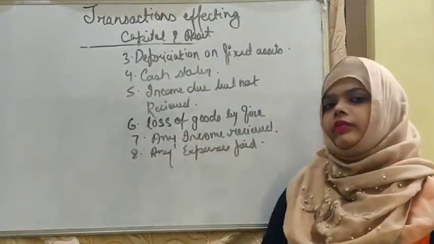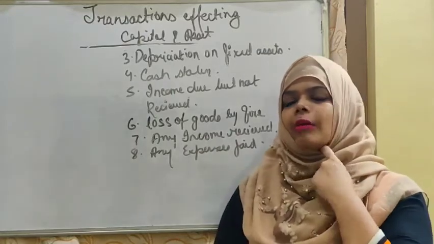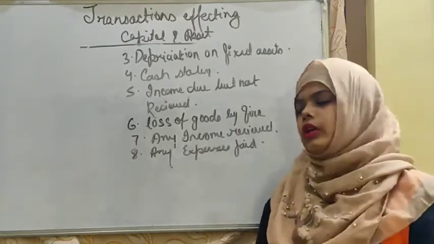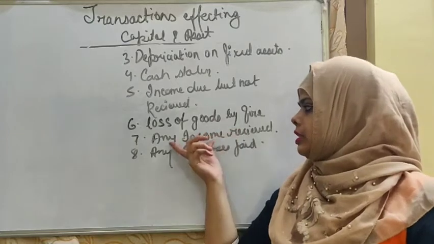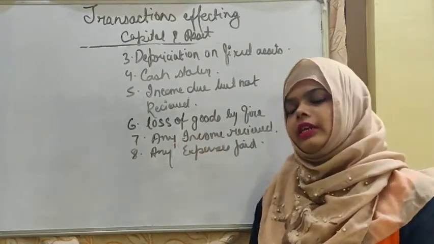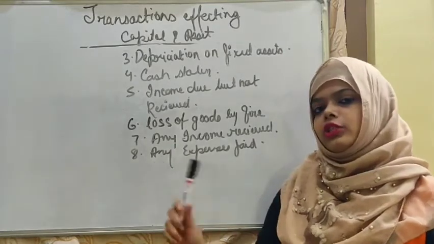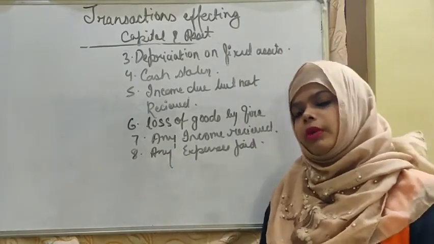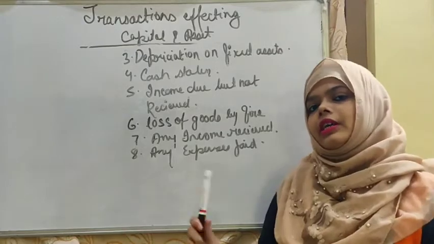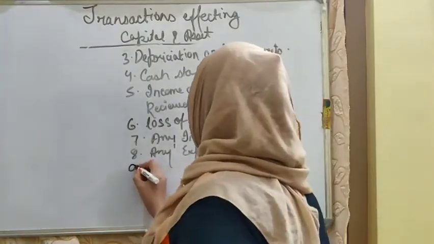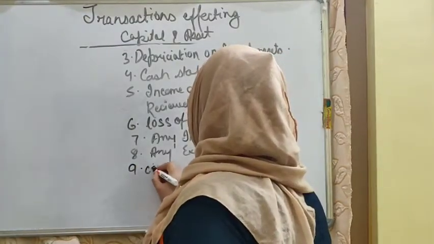Any income received, income receiving will increase the capital of the business indirectly or directly, and income received means cash coming in, so it will affect the asset part. And any expenses paid, cash is going out and expenses are paid, so it will affect the capital and the asset part.